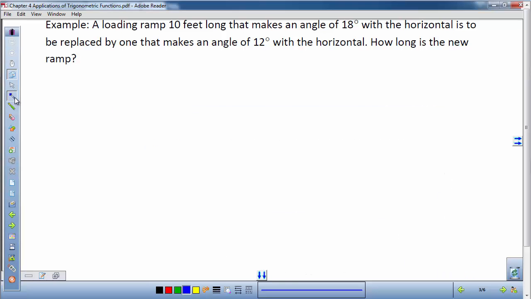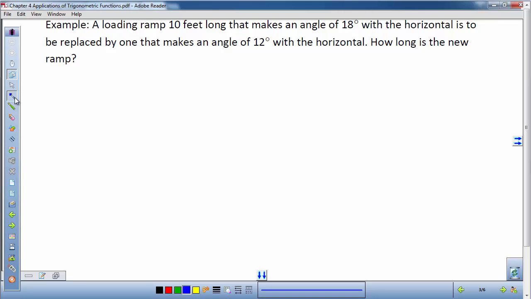All right, here's another example. I like this one. We've got a loading ramp 10 feet long that makes an angle of 18 degrees with the horizontal, to be replaced by one that makes an angle of 12 degrees with the horizontal. Why would we want to do that? It wouldn't be as steep, right? But the trade-off is it's going to be longer. Okay, it's not as steep, but then it's going to take us longer to get up to the dock. So how long is the new ramp?